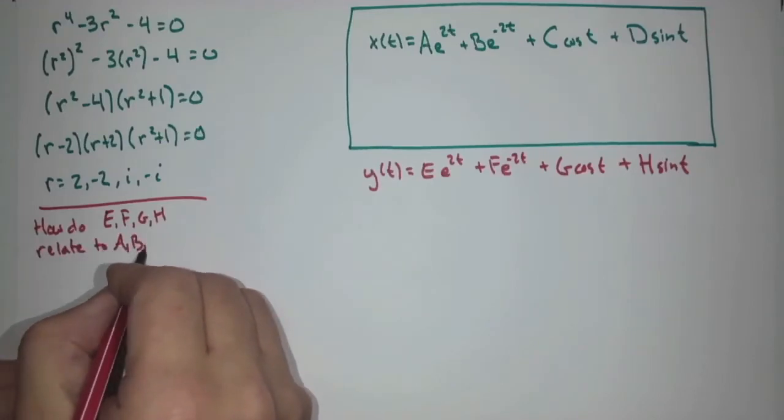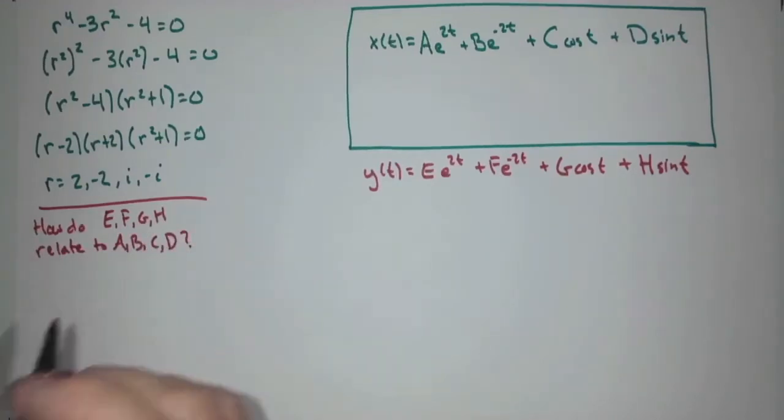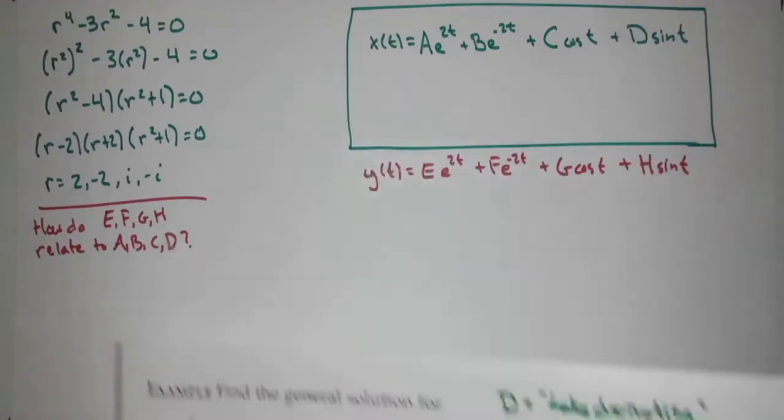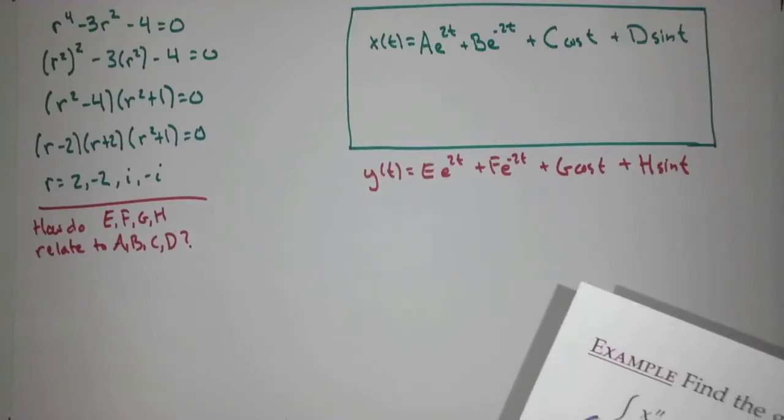Can you give me an answer? How do we get the answer to this question? How do E, F, G, H relate to A, B, C, D? Keep in mind we only have about half a page left of space available.